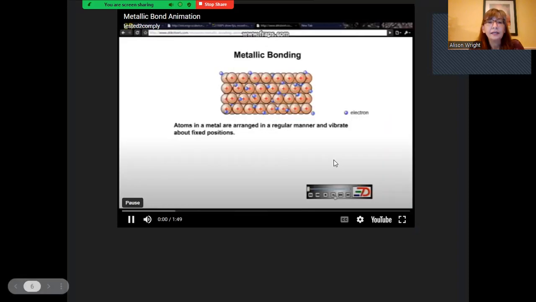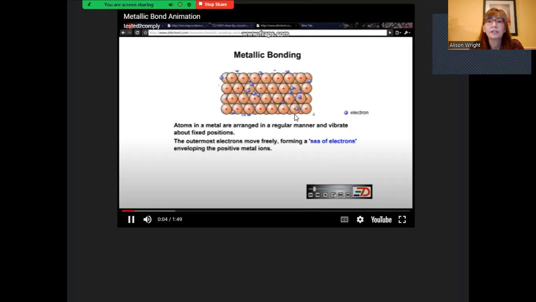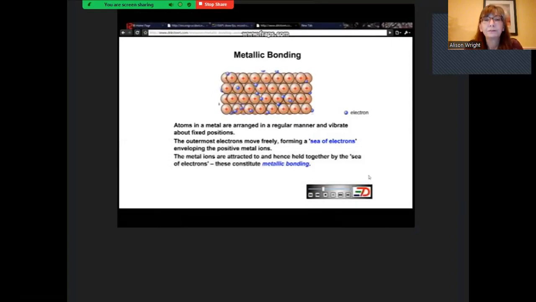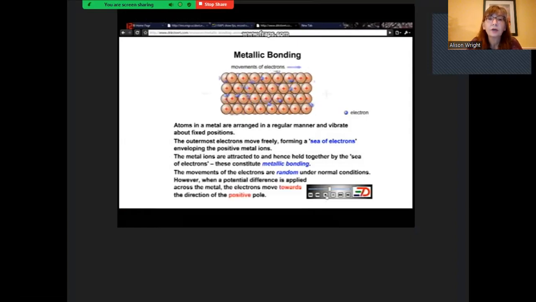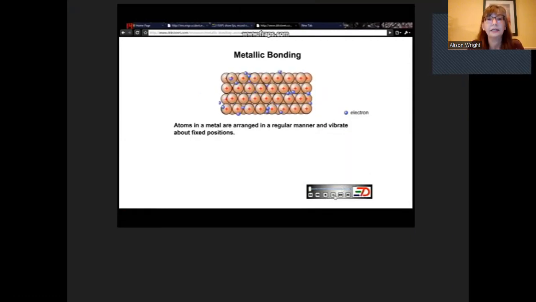Take a look. These are our positive ions, and you can see that they're all together in a solid, but the little blue things are the electrons that are just able to move about among those ions. The outermost electrons move freely, forming a sea of electrons. And it's the fact that these positive ions are sitting in this sea of electrons that holds that solid together.